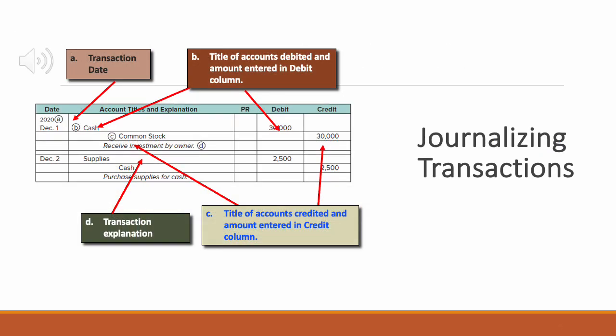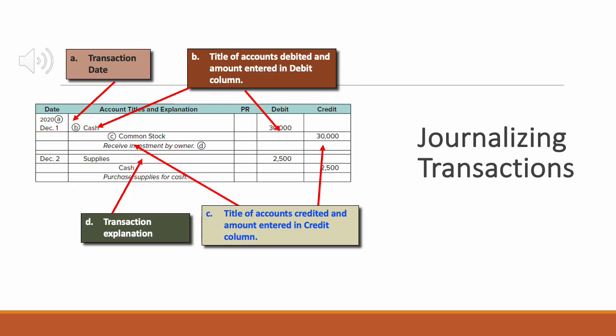Here is an example of the proper recording of a general journal transaction. We have seen a similar transaction before. In this case, the owner of the business contributes $30,000 cash to start the business. The transaction occurred on December 1st, 2020. The date is important when recording general journal transactions and is recorded on the left side of the journal.